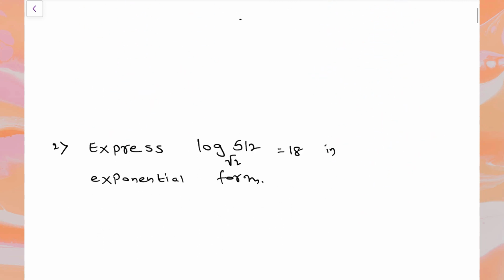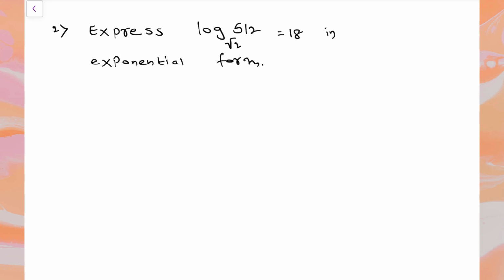Moving to question number 2. Express log 512 base root 2 equals 18 in exponential form. The given question is in logarithmic form. That logarithmic form we need to convert to exponential form. Log 512 base root 2 equals 18.